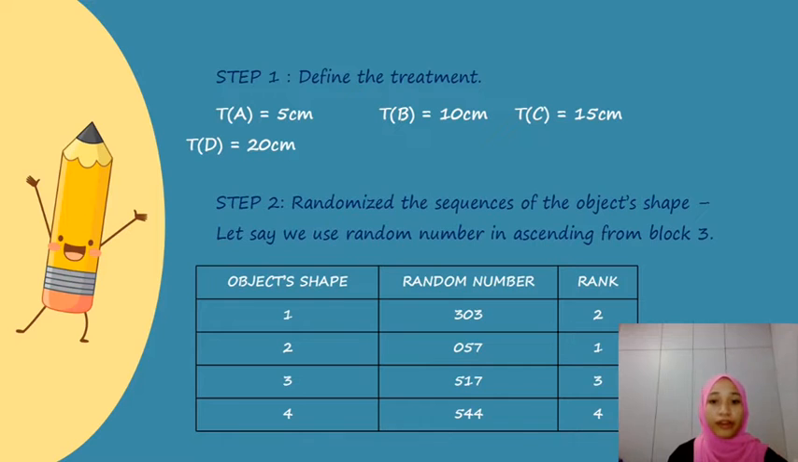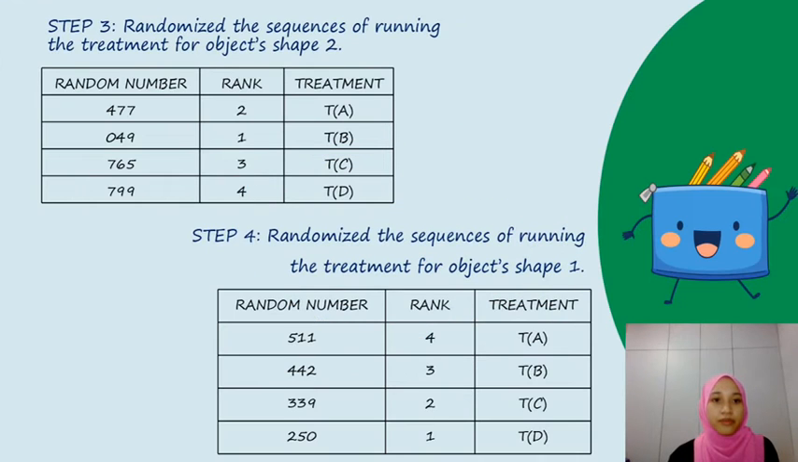And then for step 2, we randomize the sequences of the object shape. We use the random numbers in ascending order from block 3. Next, we randomize the sequence of running the treatments for object shape 2, since object shape 2 is placed first in the sequence of object shapes. And then we randomize the sequence of running the treatments for object shape 1.